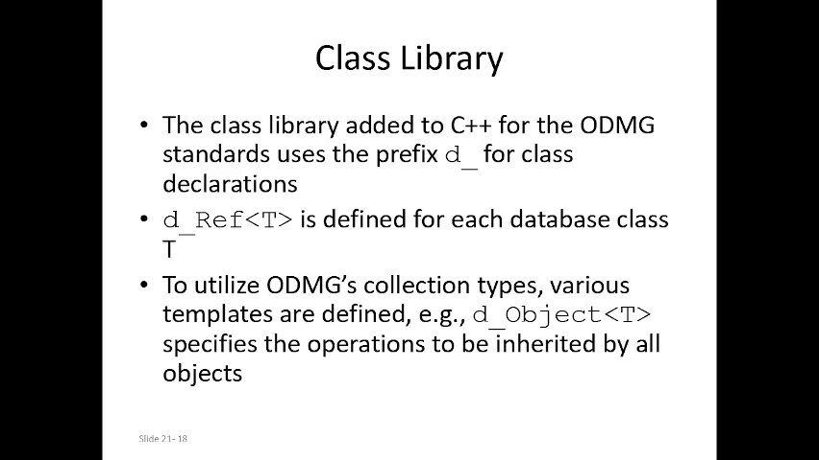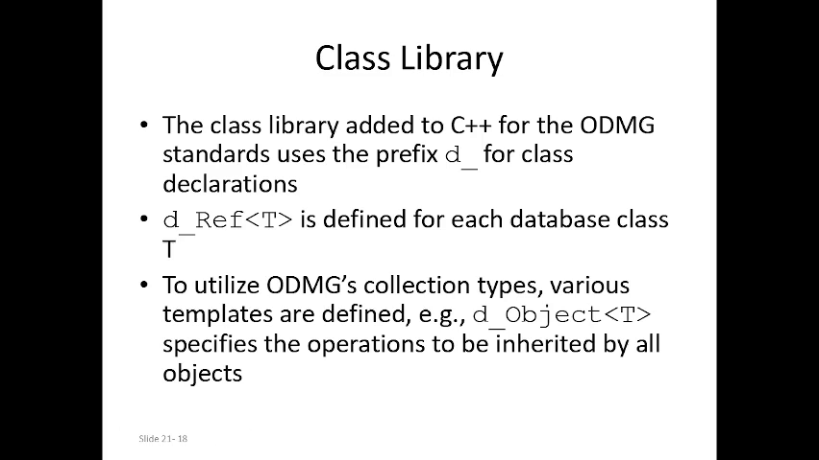So for example, we have an abstract class d_Object<T> that specifies the operations to be inherited by all objects. Okay, that is an example. Or an abstract class d_Collection<T> that specifies the operations of collections. And remember that these classes are not instantiable, but only specify the operations that can be inherited by all objects.